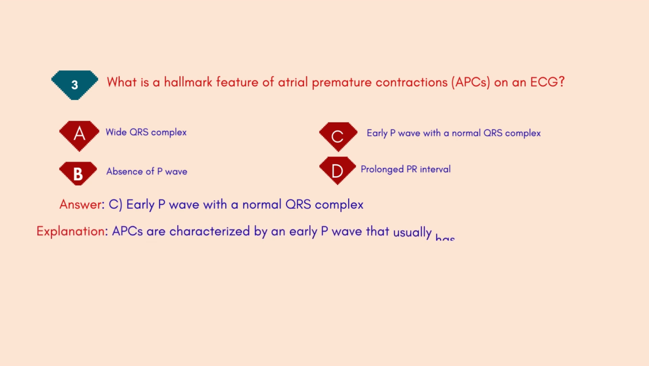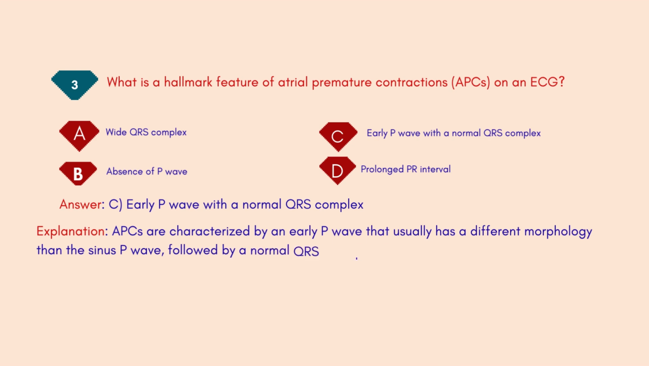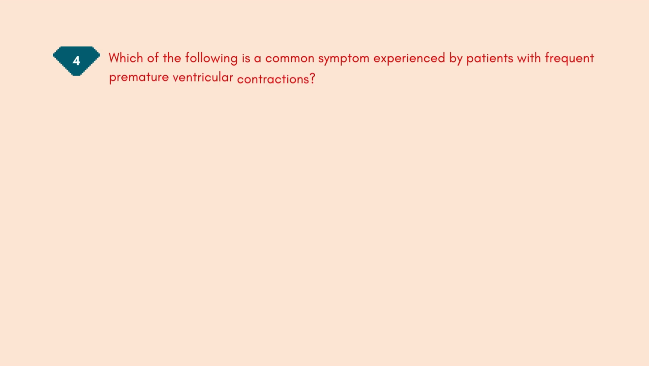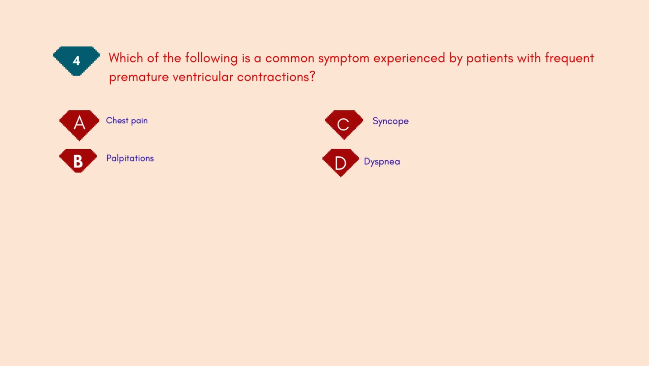Explanation: APCs are characterized by an early P wave that usually has a different morphology than the sinus P wave, followed by a normal QRS complex if the AV node conducts the impulse normally. Which of the following is a common symptom experienced by patients with frequent premature ventricular contractions? A. Chest pain. B. Palpitations. C. Syncope. D. Dyspnea. Answer: B.